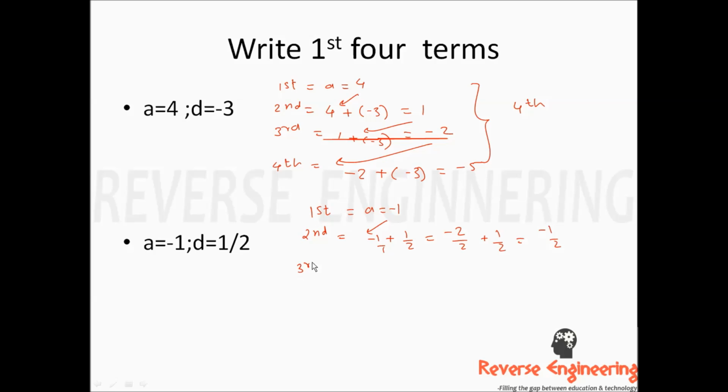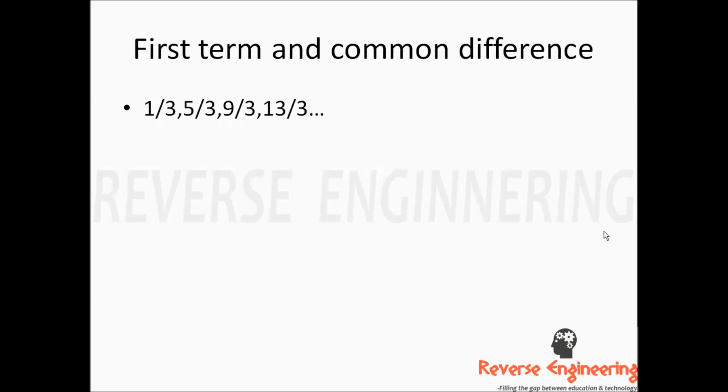The third term will be the second term, which is -1/2, plus 1/2, which is the common difference. The answer will be 0. To find out the fourth term, I will take the third term, which is 0. I'll add 1/2 to it, which is the common difference, and my answer will be 1/2. So these are again the 4 terms of an AP. We'll move ahead to the next sum.